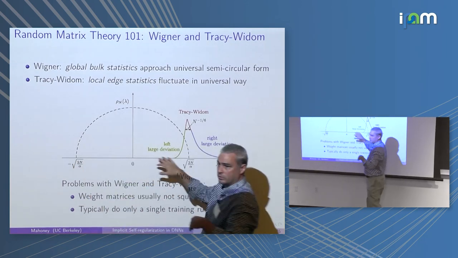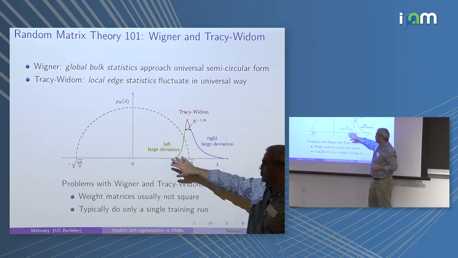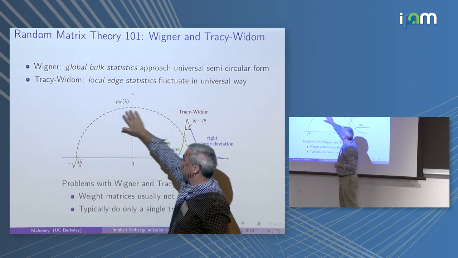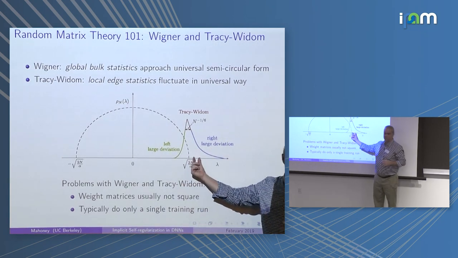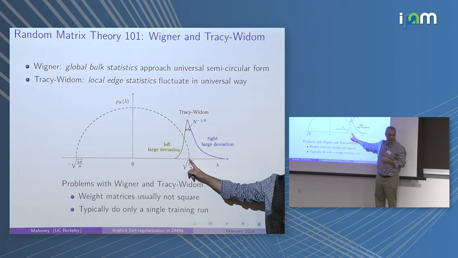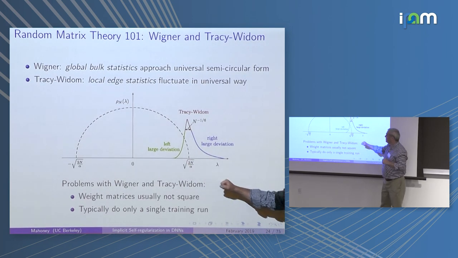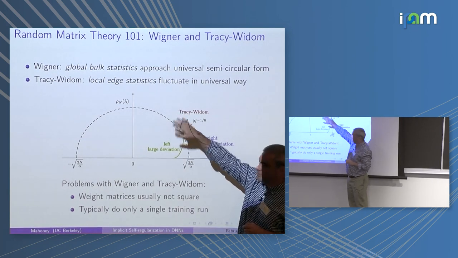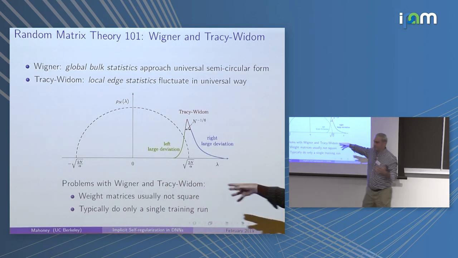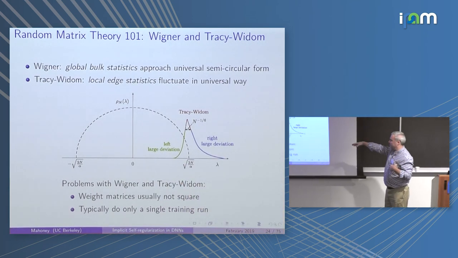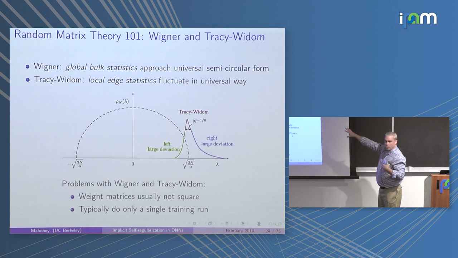So you saw the quarter circle version of this. So there's a bulk statement that they look like this. And then there's an edge statement. You get some fluctuations around the edge because it's not always going to cut off exactly there. It might be slightly above or slightly below. So we're interested in both things, bulk and edge. And Wigner is very robust. You see that shape for matrices of 100 by 100. You don't need to be large, okay? So that's the 101 in random matrix theory.